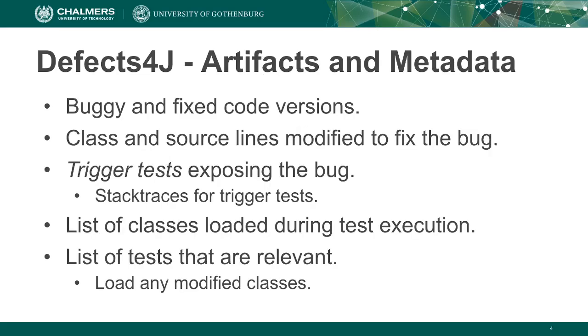And for each bug, Defects4J provides a few pieces of information, some metadata and the following artifacts: a pair of source code versions, the buggy and fixed versions, a set of classes and source code lines modified by the patch that fixes the bug, a set of developer-written test cases that expose the bug, we call these the trigger tests, a stack trace for each trigger test when executed on the buggy version, a set of classes loaded by the class loader during execution of the trigger tests, a set of tests that are relevant to the bug, tests that load at least one class modified by the patch that fixes the bug.